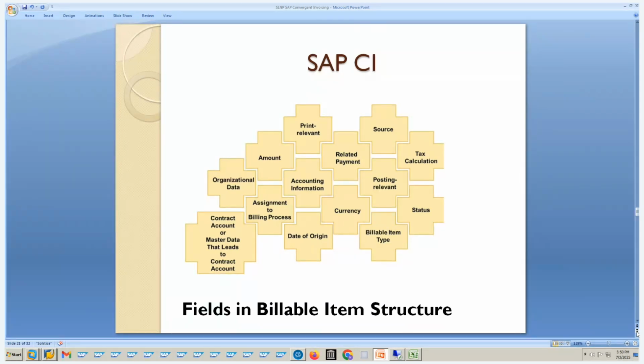Then, is it relevant for print? Is it posting relevant? All these are selected, and then contract account master data is required for posting the open item. So this is just an example of some fields that will be mapped in the billable item structure. This structure is something available from the billable item class, what to configure.